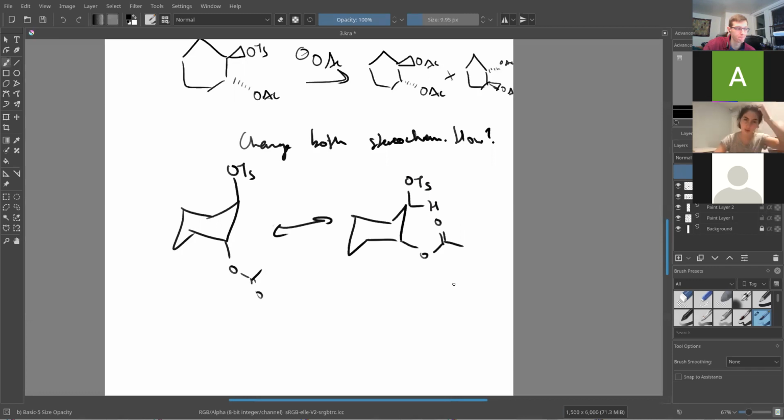Wait, are you allowed to just move it from axial to equatorial? Oh, oops, I just drew it kind of poorly. It's still supposed to be, yeah, I meant to just, there we go. I'll draw it that way. Well, what can I do with that?